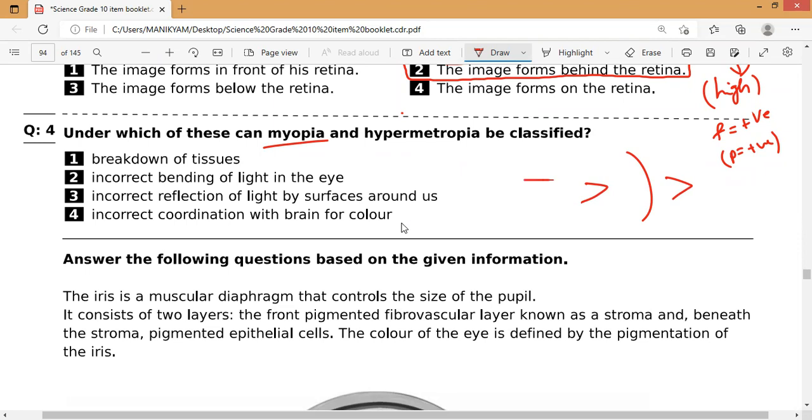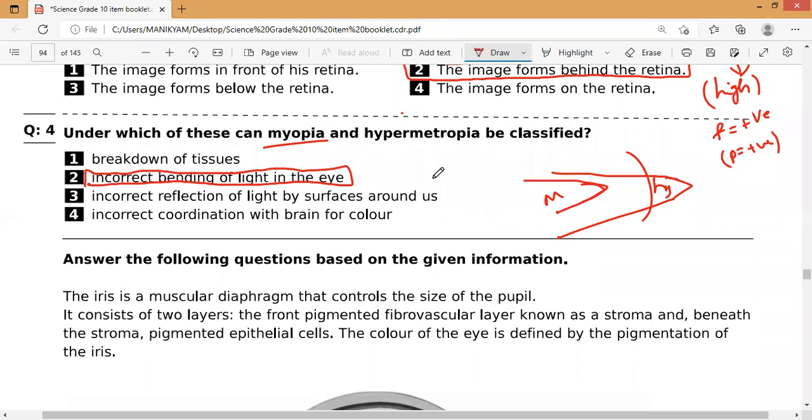Here light rays are bending in front of the retina. Here the light rays are bending behind the retina. So this is myopia and this is hypermetropia. So this reason is based upon the refraction of light. Is it yes or no? Yes, sir, option 2. So what is the correct answer? Incorrect bending of light in the eyes. So be careful. Okay. Of course, Elmukil, maybe you thought the ciliary muscles are not functioning. That is what you thought, tissues. Is it correct, Elmukil?